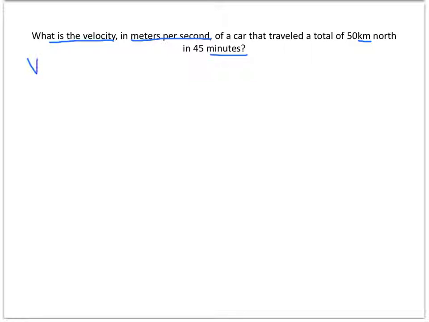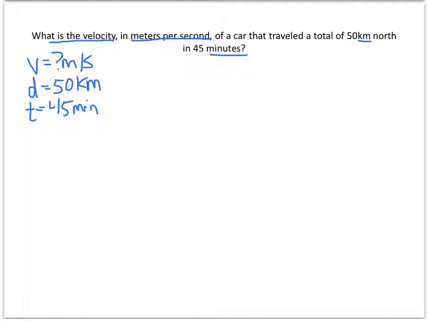What is the velocity? It's asking me that, so I'm going to put that as a question mark. And it wants it in meters per second. I'll put that down just to remind me of what I need to do. It says the car traveled a total of 50 kilometers north. So my displacement is 50 kilometers, but since I'm using linear kinematics for this first unit, that north just helps me identify that yes, it is a velocity, it's a vector quantity, but I don't necessarily need it. And the time frame for this is 45 minutes.